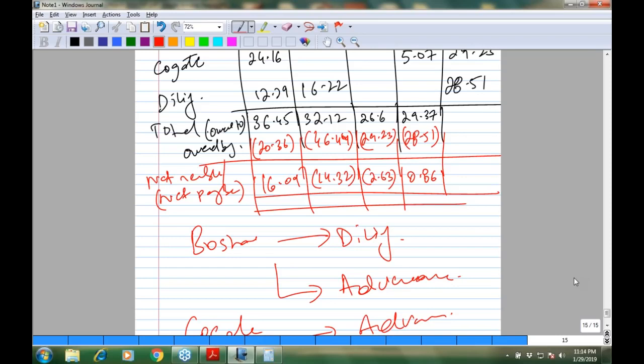Yasmin, the sequence says that the company which has to make the highest payment is going to settle first with the company which is due to receive the lowest amount. So the Dilling company was supposed to receive the smallest amount. That's why Bosha company is going to make payment to it first, and then later on.